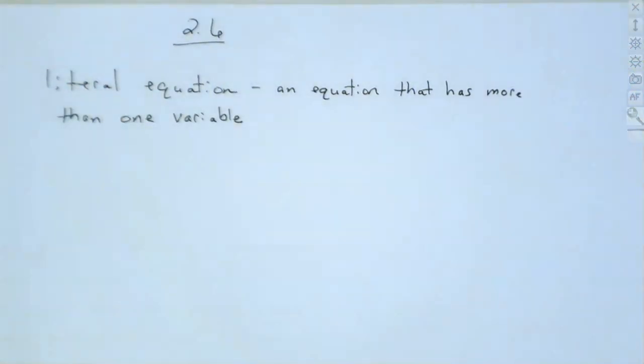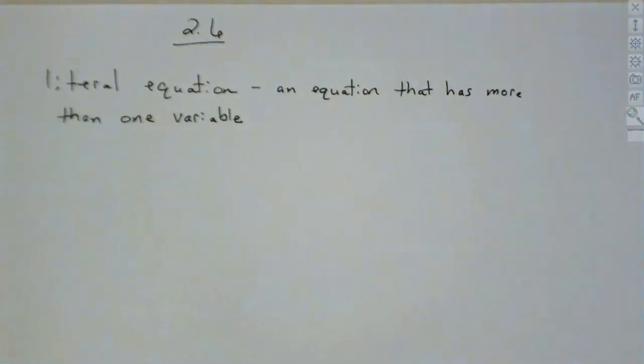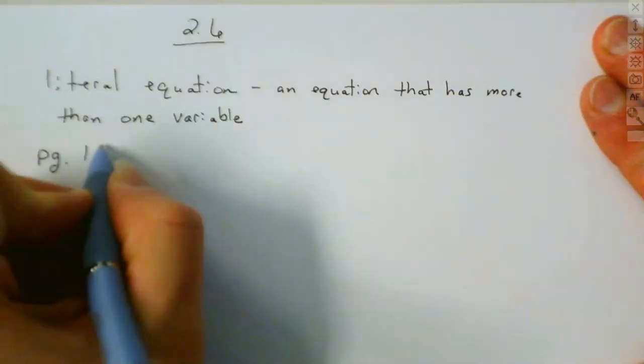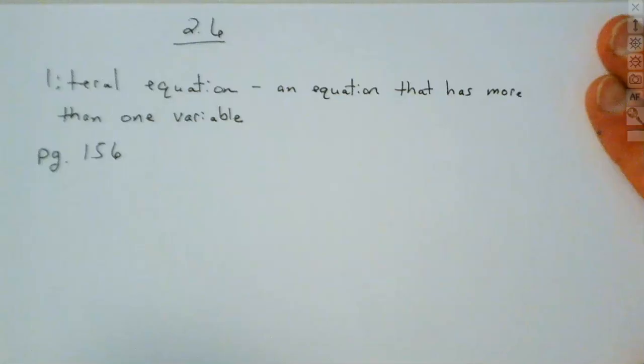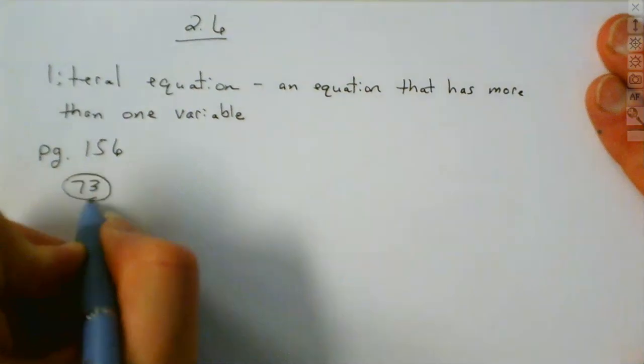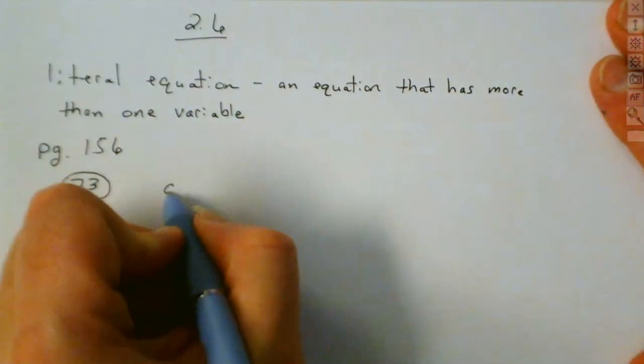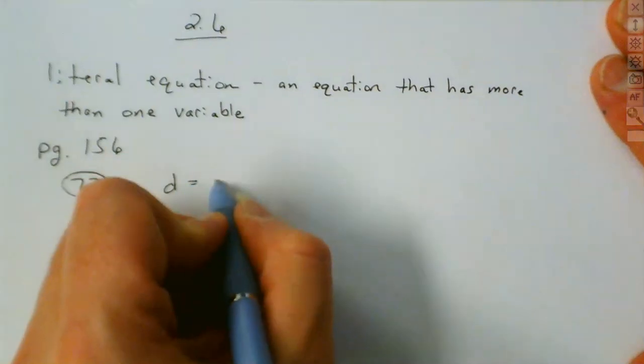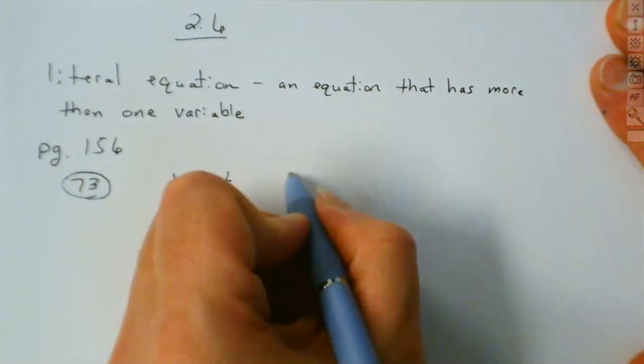So sometimes we work with formulas like, for example, the perimeter or the area, and they have more than one variable. Now, when we look at these, I'm going to have to tell you specifically which variable to solve for. So we're going to start off with a very, very basic one. We'll start with this one, on page 156. We're going to look at question 73. And they tell you specifically what variable to solve for.